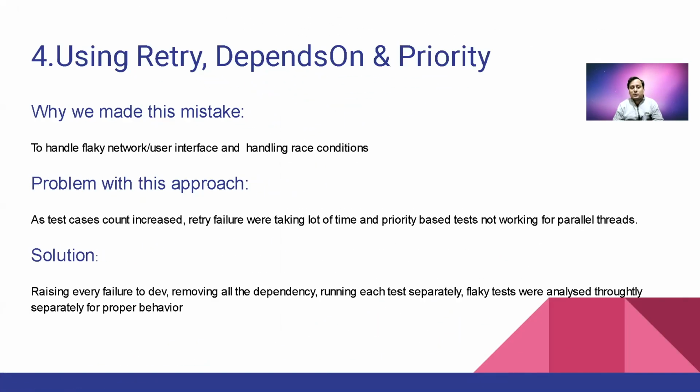The fourth mistake we were making is using retry and depends on other TestNG properties. The problem with that was basically as test case counts increased, retry failures were taking a lot of time and priority-based tests were not working for threads equal to parallel. The solution we applied is that we stopped using retry, depends on and priority, started raising failures to developers, and started running each test separately. And all the flaky tests were analyzed thoroughly so that we could find out the exact root cause.